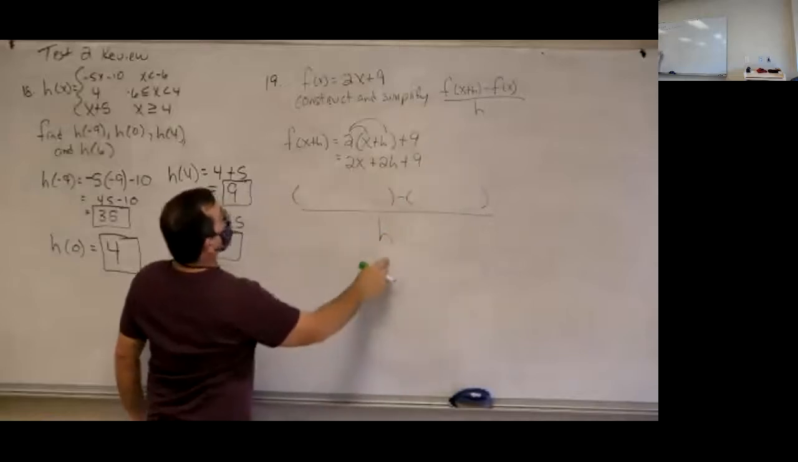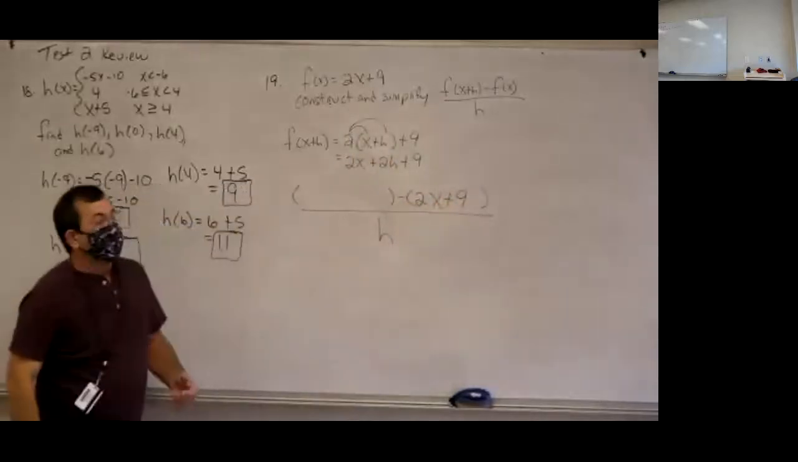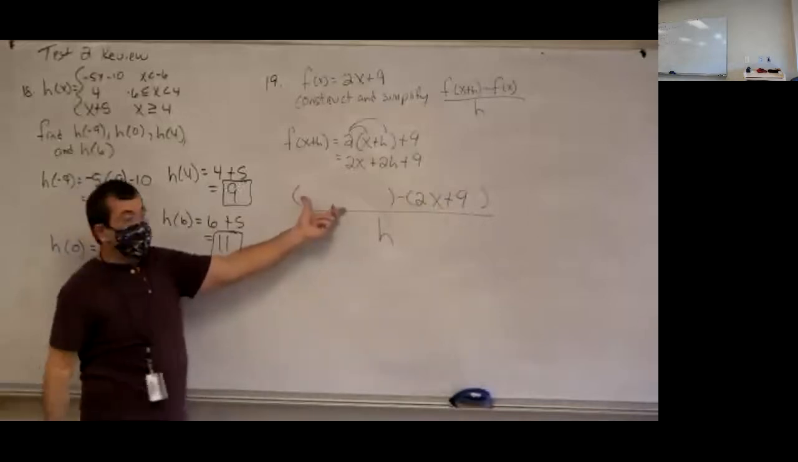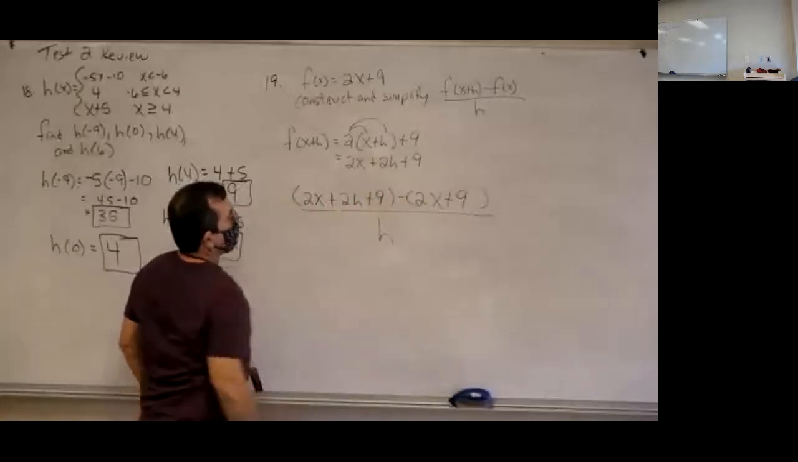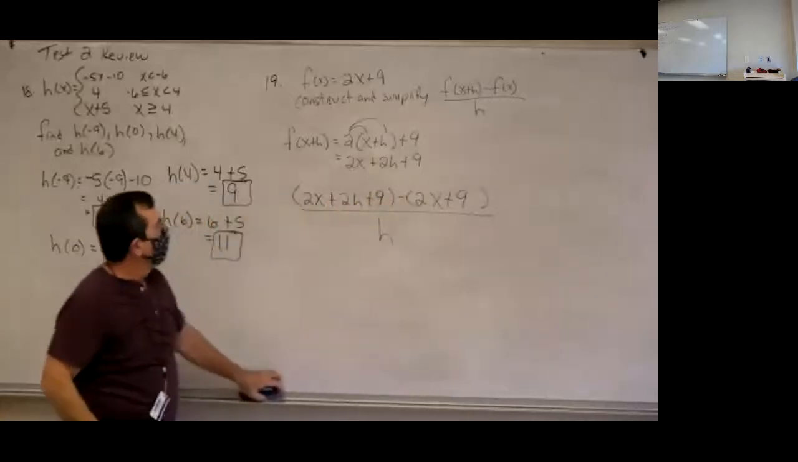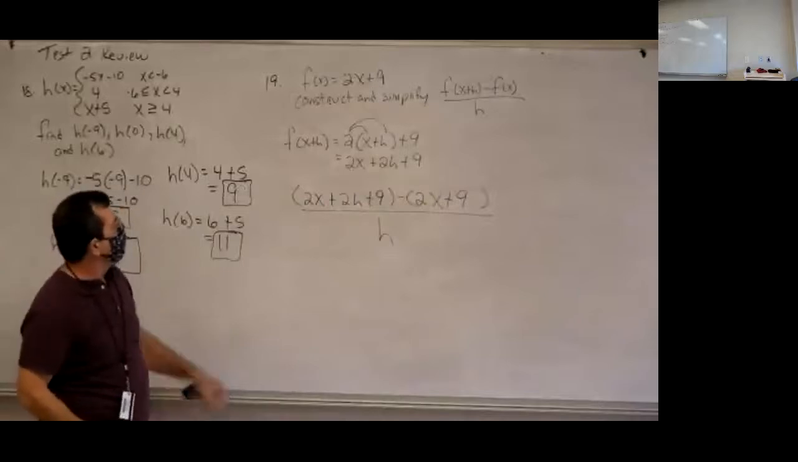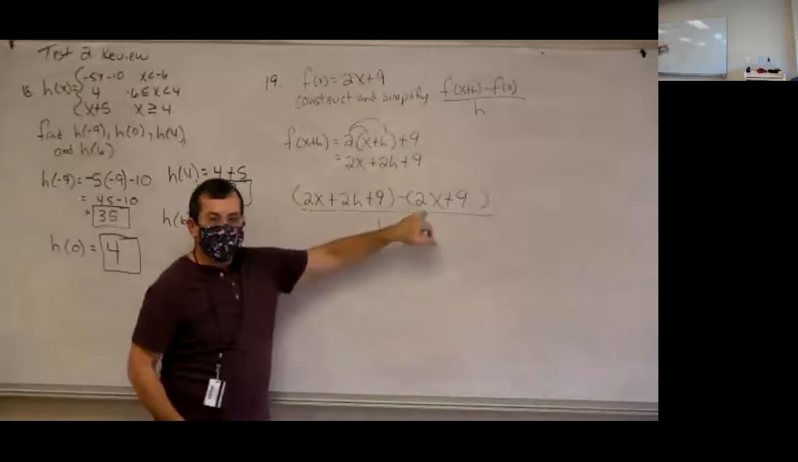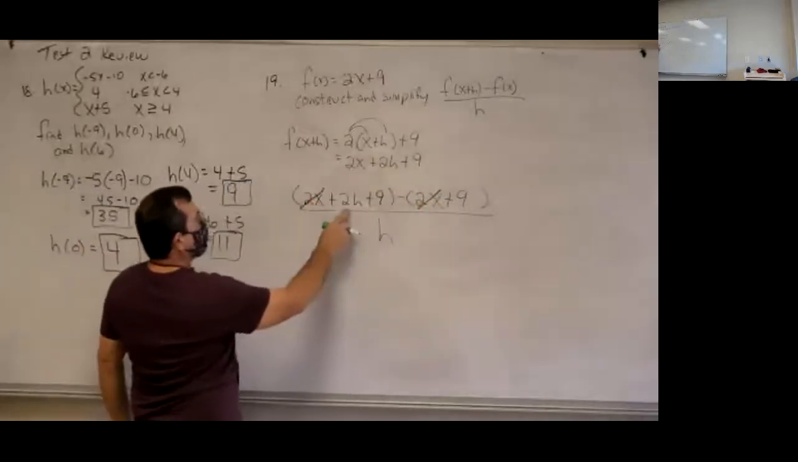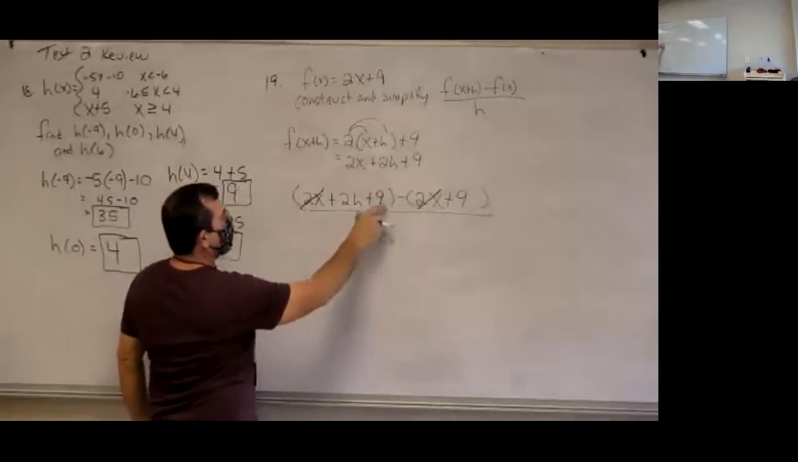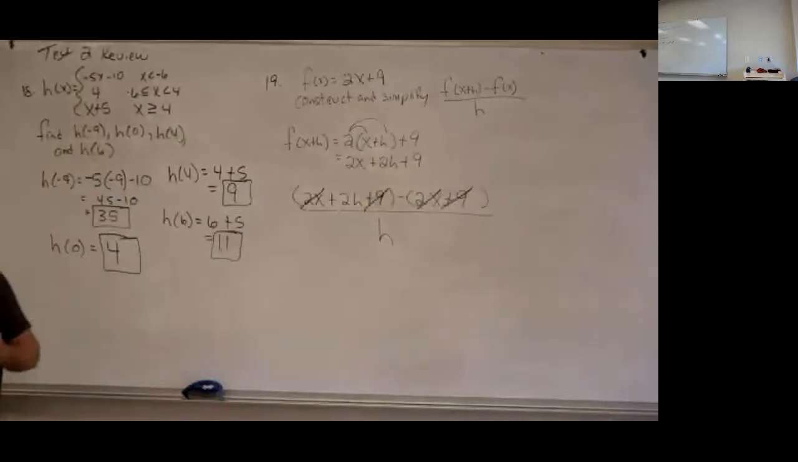So the h is on the bottom. I know f of x, they gave me that. That was 2x plus 9. I know the f of x plus h part because we just found that. That would be 2x plus 2h plus 9. So y'all, what's going to happen here? You got a 2x and a negative 2x. They're going to cancel. The h's don't cancel, but you got a 9 and a negative 9. Those are going to cancel. So I end up with a 2h over h.